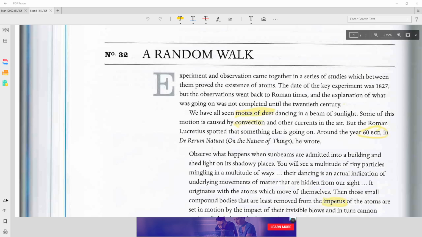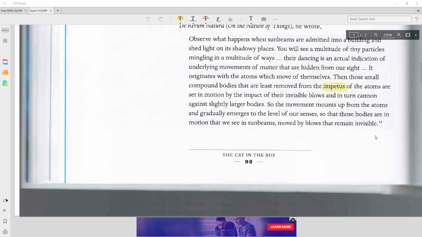"Observe what happens when sunbeams are admitted into a building and shed light on its shadowy places. You will see a multitude of tiny particles mingling in a multitude of ways. Their dancing is an actual indication of underlying movements of matter that are hidden from our sight. It originates with the atoms which move of themselves.